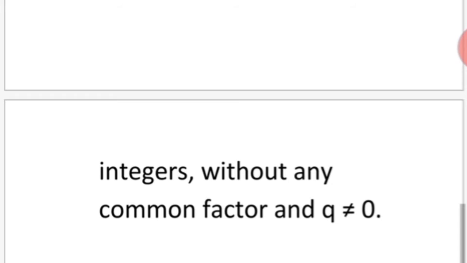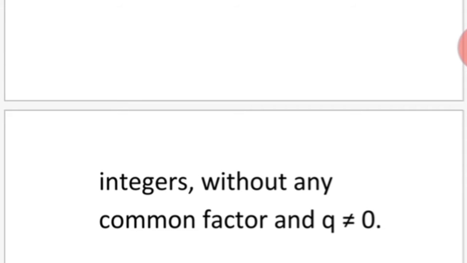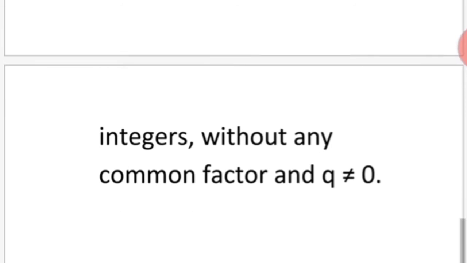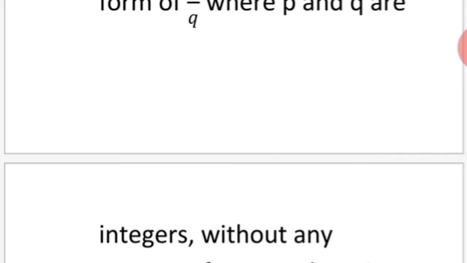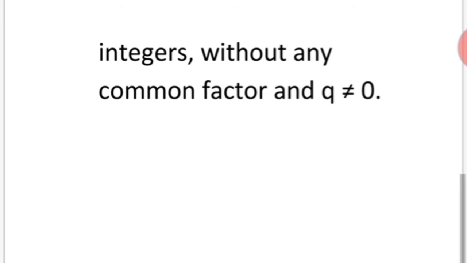Do you think that 2 can be expressed as a rational number? Definitely. Q, the denominator, is 1. Every counting number has a denominator that is 1. 2 by 1 is 2 only. So we can express 2 as P by Q, and 1 is not equal to 0. So all counting numbers are rational numbers. That's all.